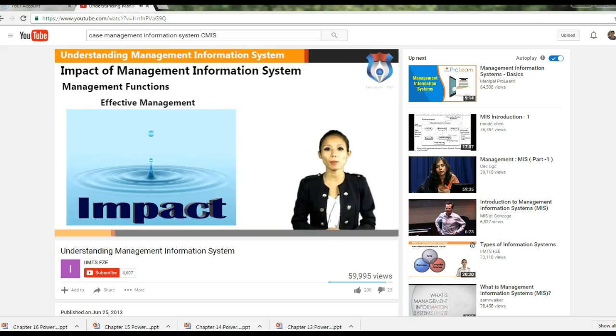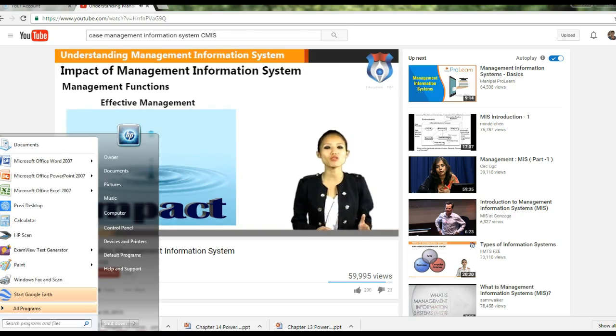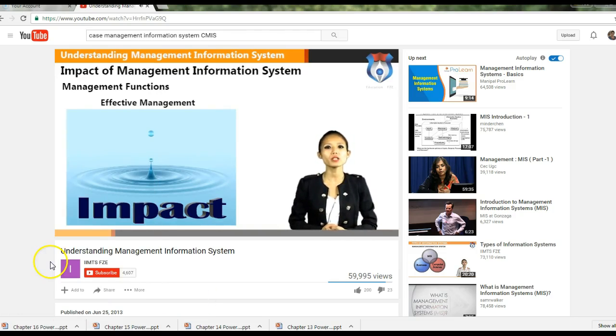Moving on to the impacts of MIS. Management functions. MIS facilitates effective management of marketing, finance, production, and personnel. The functional management is informed about the process to achieve.